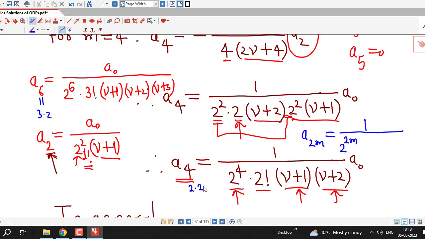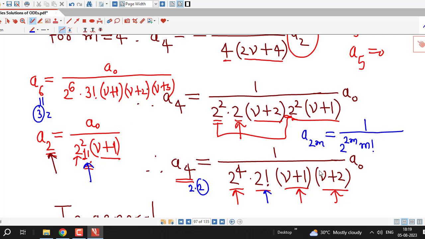Now if I have A4, I have 2 factorial. If I have A6, I have 3 factorial. So here I can write M factorial. You can see, if I take M equal to 1, I will have A2, that is, for A2 we have 1 factorial. If I have M equal to 2, I have A4, that is 2 factorial. If I take M equal to 3, I have A6, that is 3 factorial.